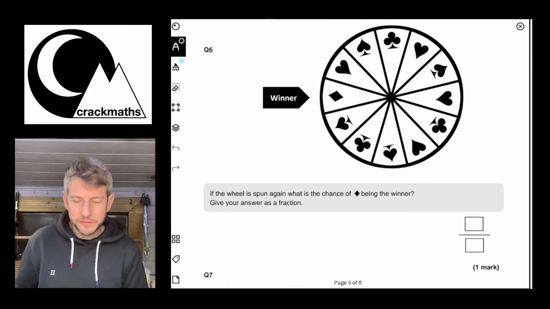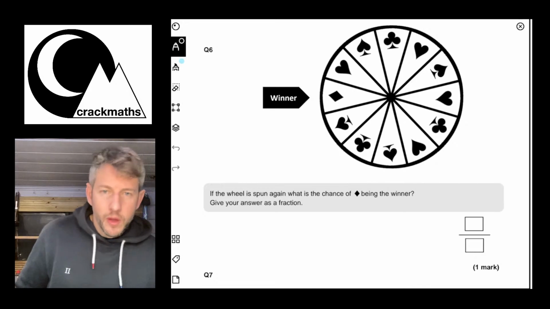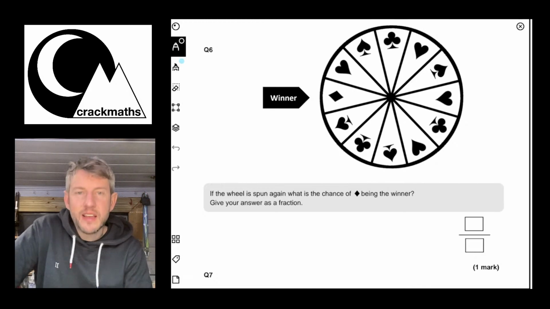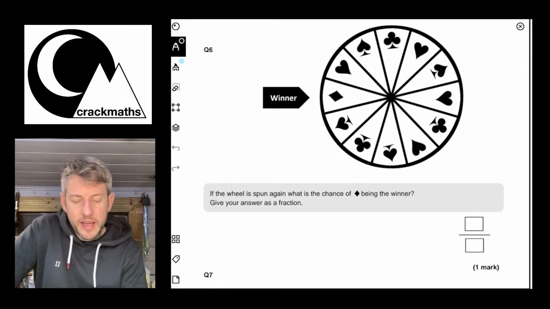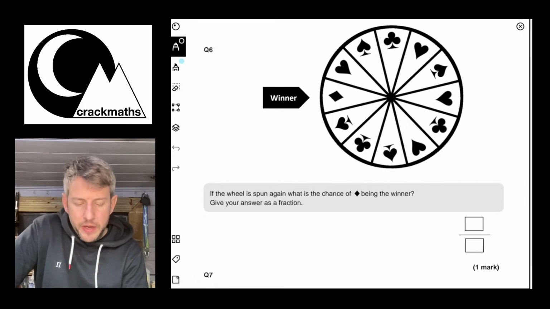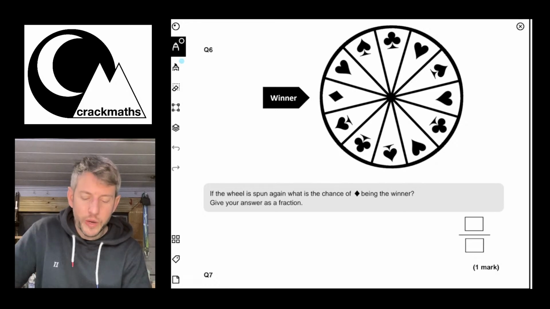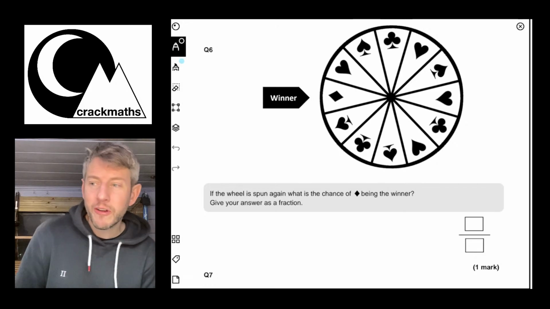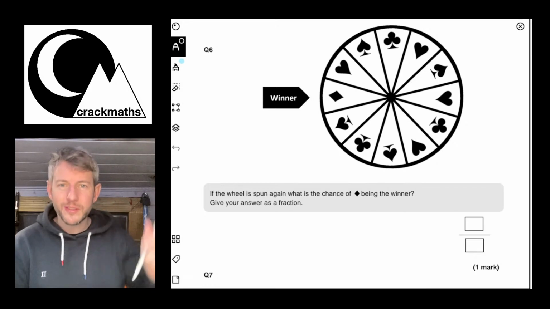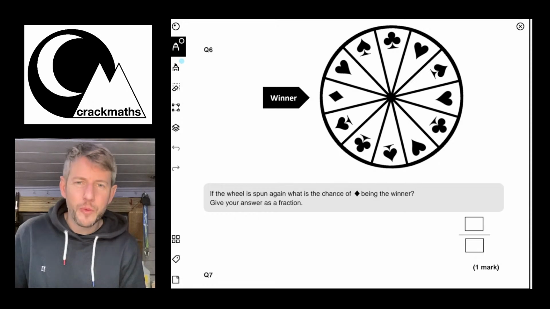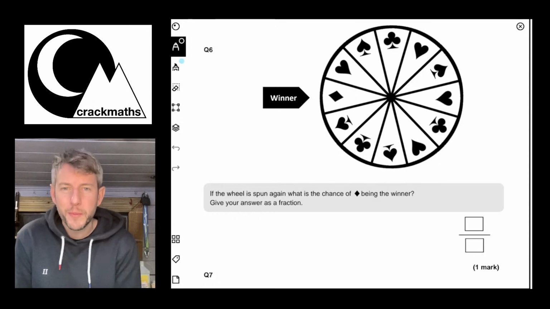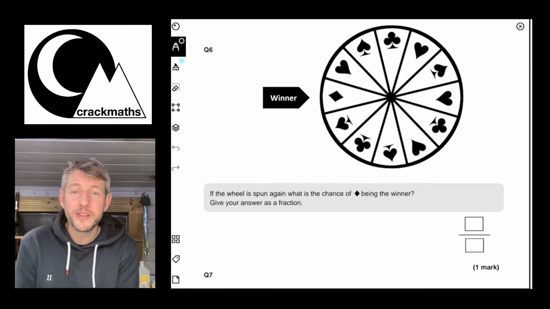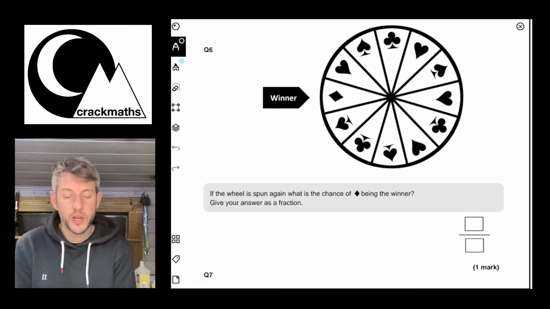Ooh, we've got a spinner. Question 6 says, if the wheel is spun again, what is the chance of diamond being the winner? Ah, I see. So we're currently in a scenario where this wheel has been spun once, and it's pointing to the diamond. Now the wheel is being spun again, and we want to know the probability that it lands on diamond again.